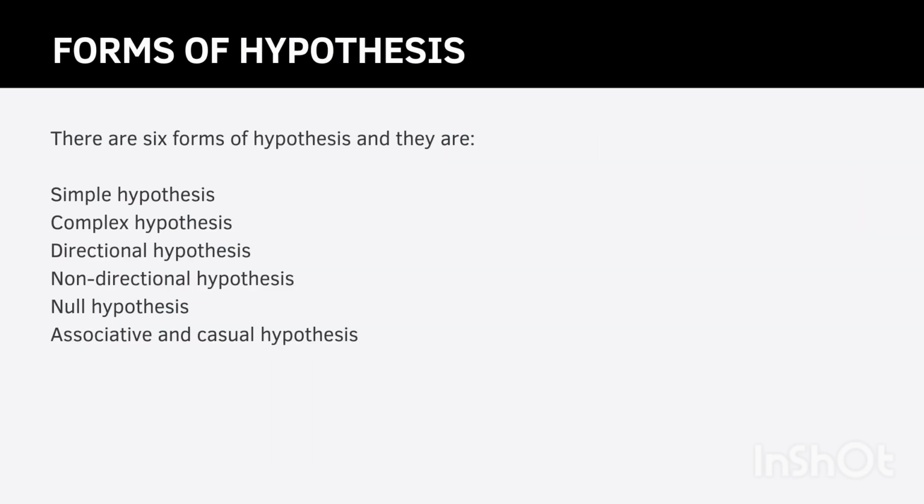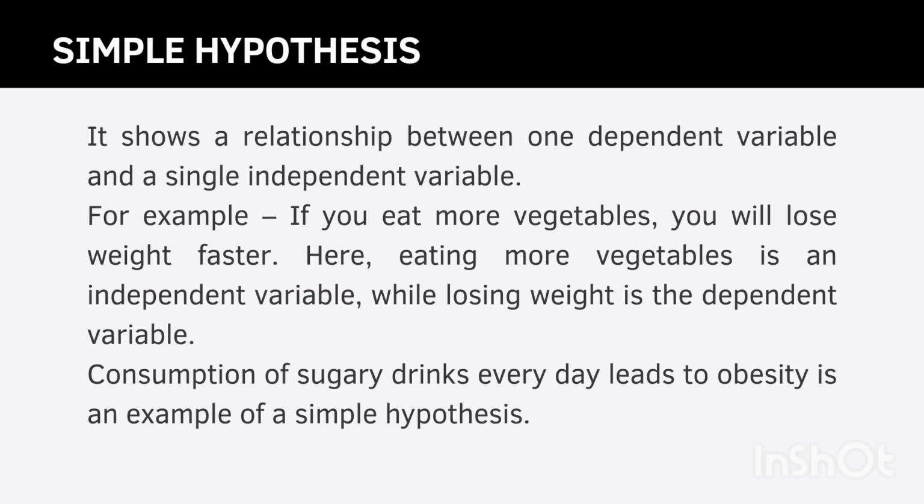Forms of hypothesis. There are 6 forms of hypothesis. Simple hypothesis. It shows a relationship between one dependent variable and a single independent variable. For example, if you eat more vegetables, you will lose weight faster. Here, eating more vegetables is the independent variable, while losing weight is the dependent variable. Consumption of sugary drinks every day leads to obesity is an example of a simple hypothesis.